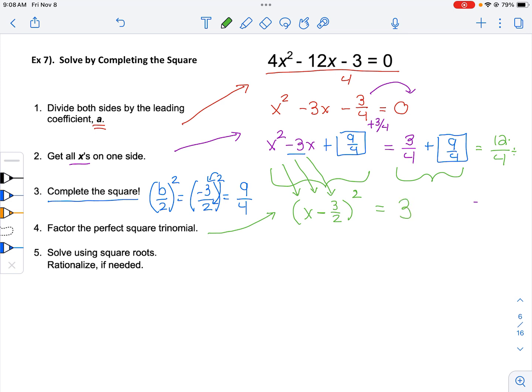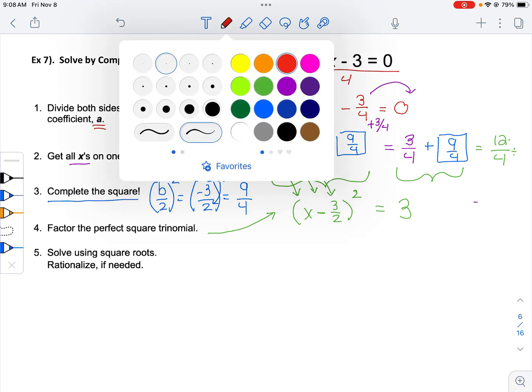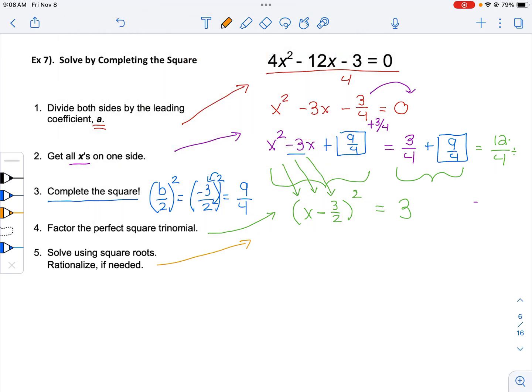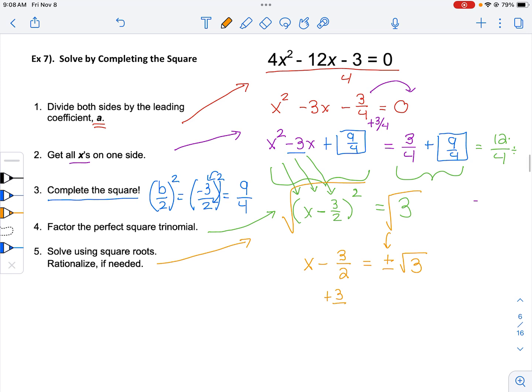Okay? And then finally, we are down to our last step, which is solve by taking square roots on each side. So I'm going to take the square root, and I'm going to take the square root. Okay, again, on the left, when I take the square root, I'm left with the x minus 3 halves. On the right, I'm going to add in my plus minus. And since 3 cannot be simplified, I'll leave it as square root 3. And then I'll isolate the x by adding 3 halves to both sides.